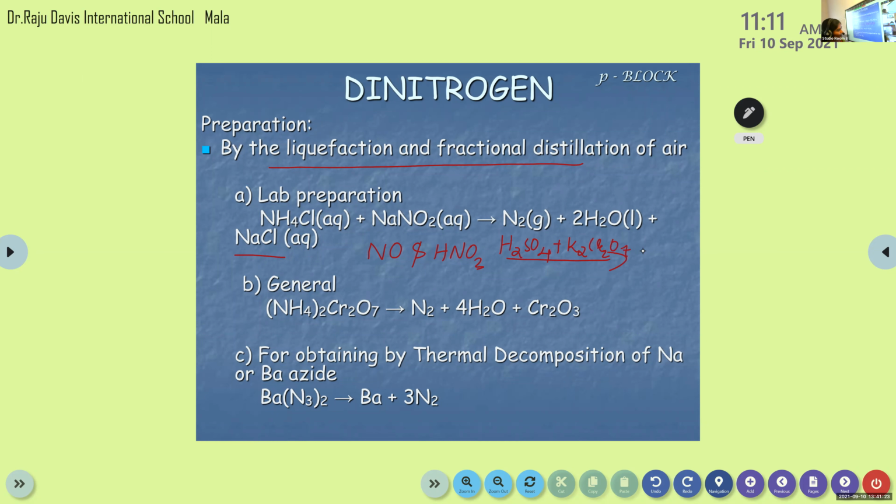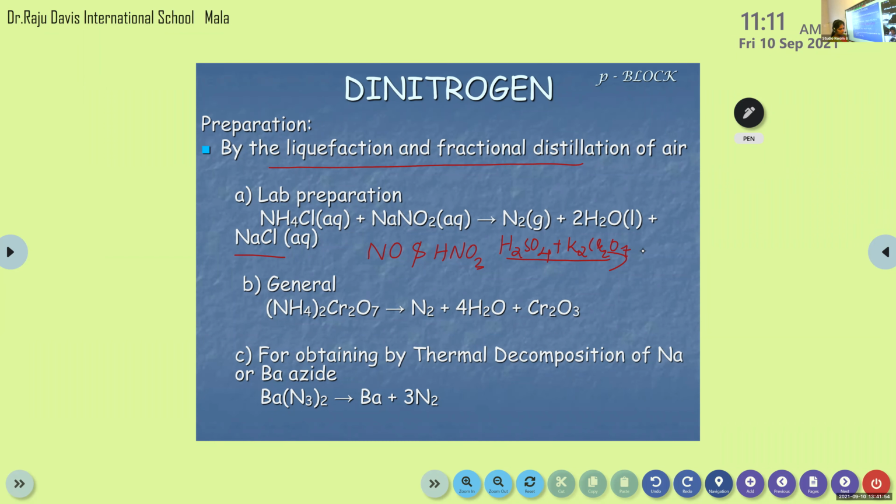Clear, children? So this is the laboratory method of preparation of dinitrogen. Along with nitrogen, water, and sodium chloride, a small amount of NO and HNO3 will be formed. This is considered as impurities, so it will be removed from the product by passing it through H2SO4 and potassium dichromate. That's the second method for the preparation of nitrogen.